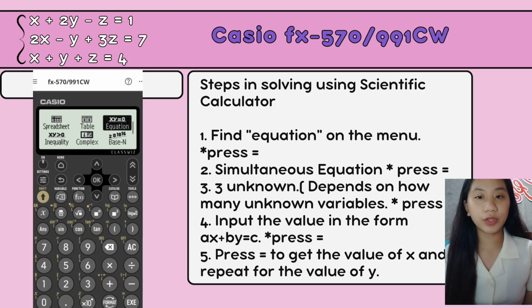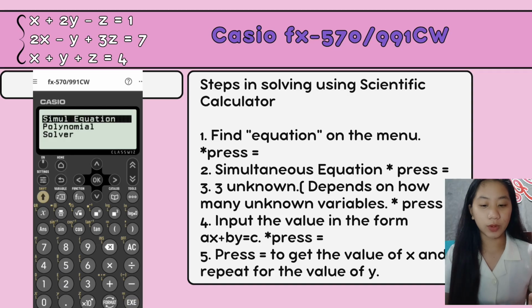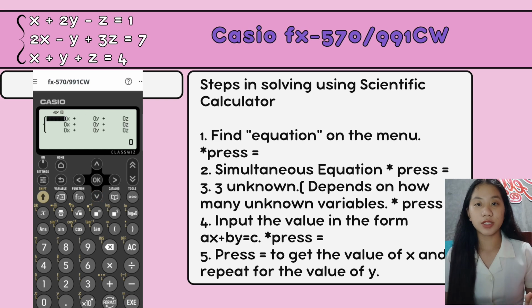Now, in solving three variables of linear equations by elimination method using the scientific calculator, we still have the same procedures, but we need to select the three unknown variables. So again, press equation, equals, simultaneous equation, equals, and then the three unknowns, so press down, and then three unknowns, equals.